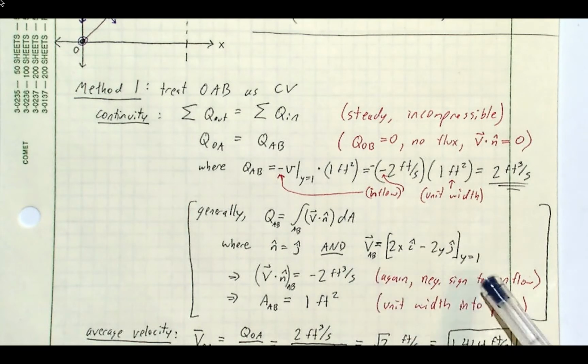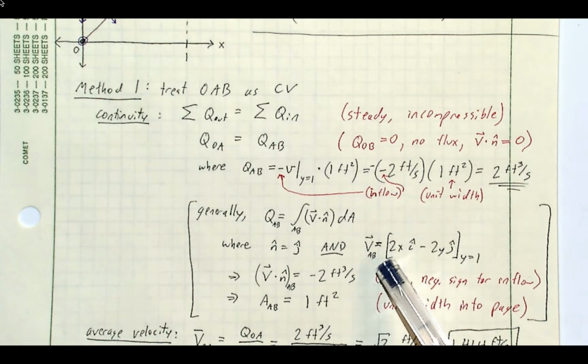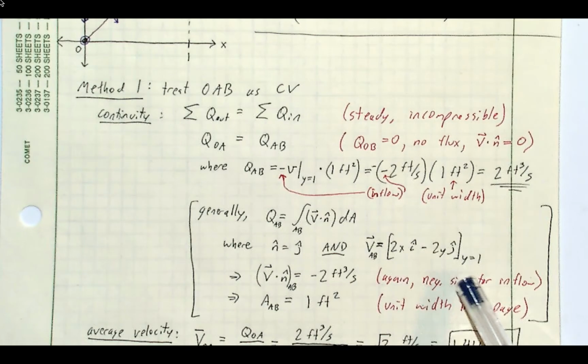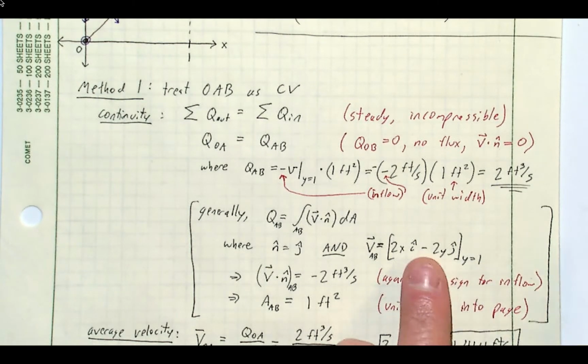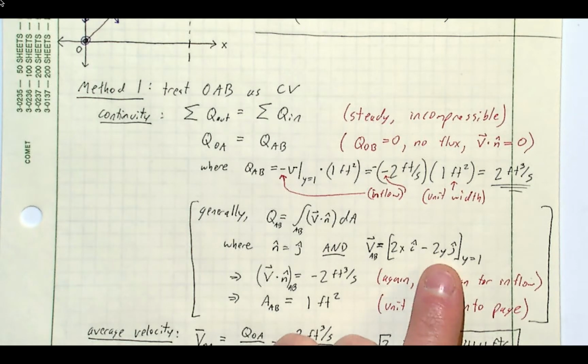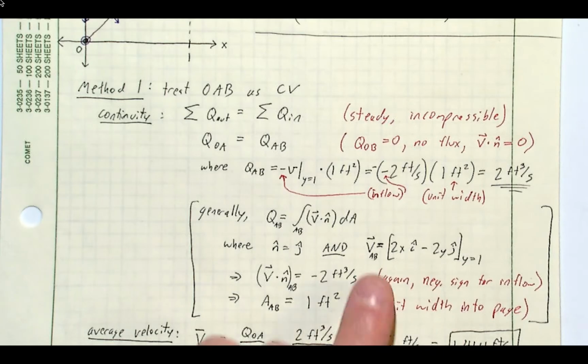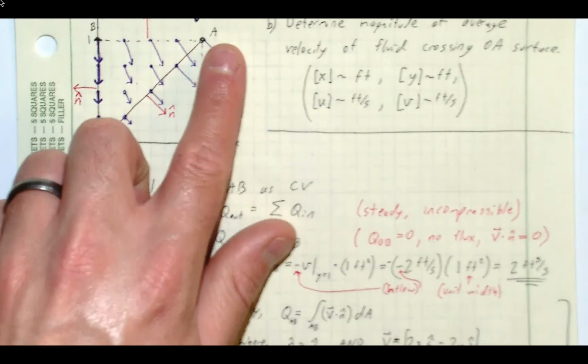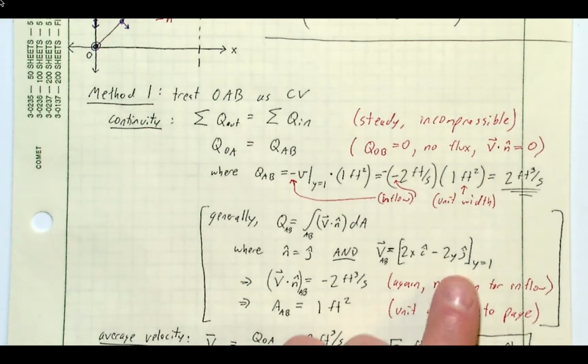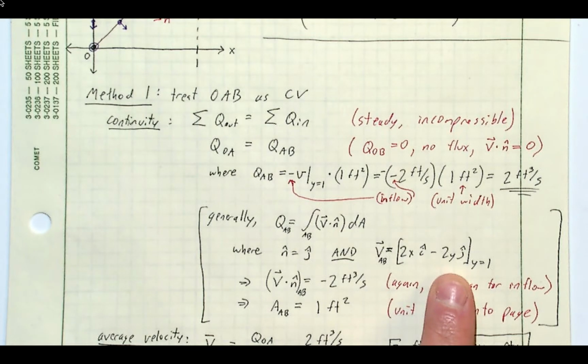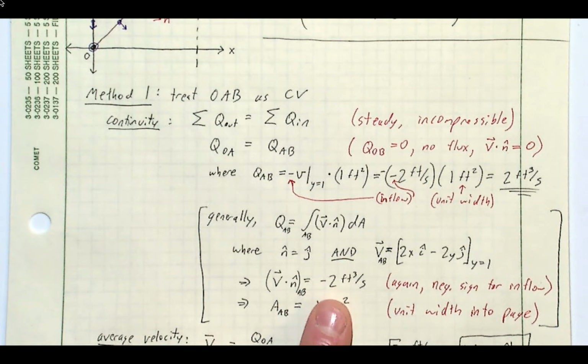And now we need to evaluate this at y equals 1 to determine our velocity. Therefore, if we do that, this is where our vertical component just becomes minus 2. We're evaluating this at the AB line, and that's just y equals 1. And so our vertical component there is going to always be negative 2. Therefore, our v dot n is, right, this is a projection into our unit normal direction.